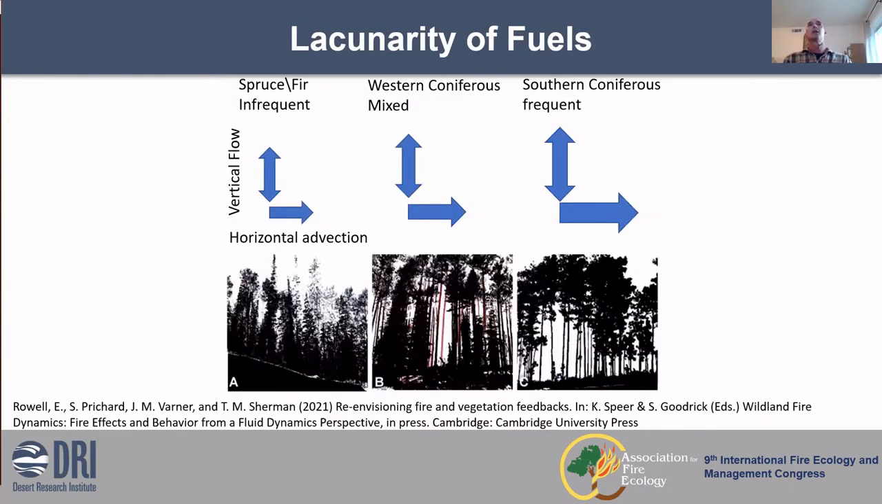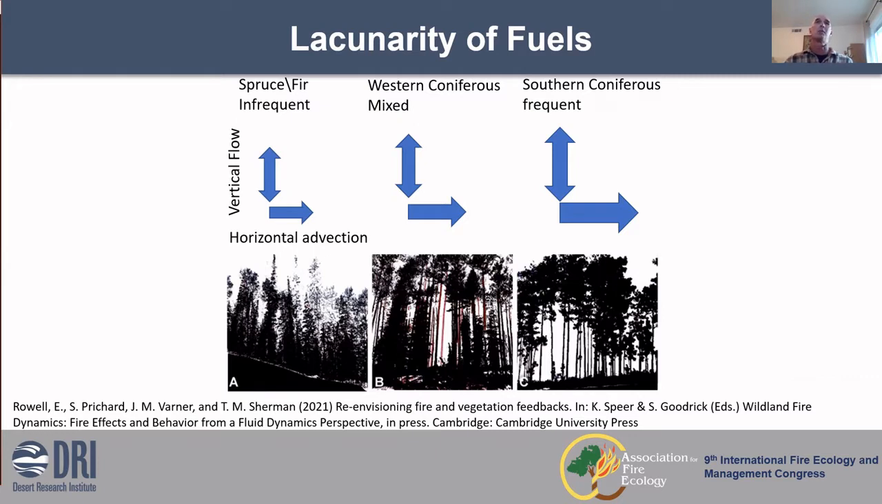So to kind of get into this, we've been playing around. The idea of the 3D fuels came about partly because we look at forest structure, and Russ Parsons uses this term a lot, but the idea of lacunarity, kind of the absence of mass, or the gaps that allow the fluid flow of these fire behavior models, or fire behavior, to occur.